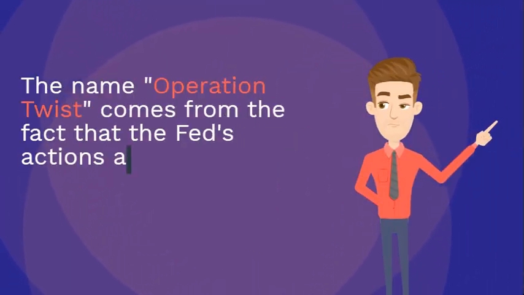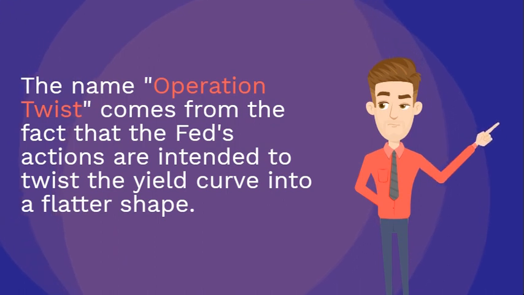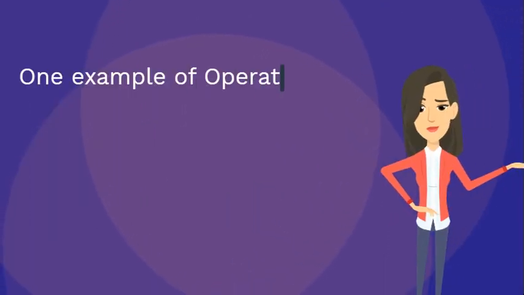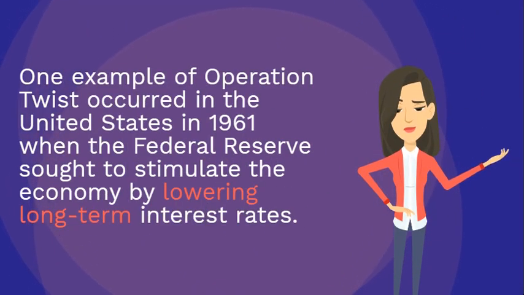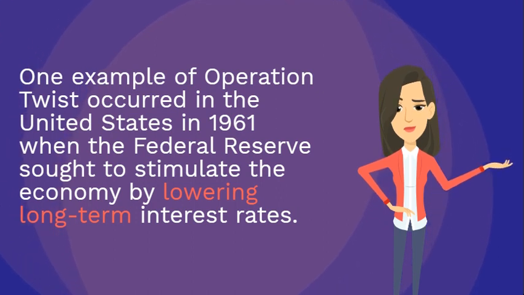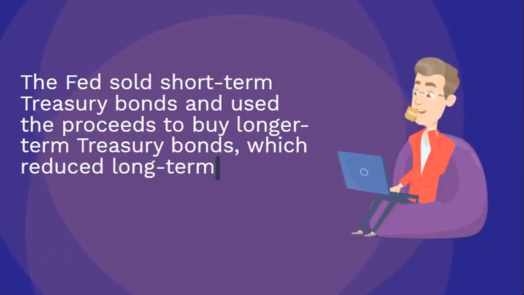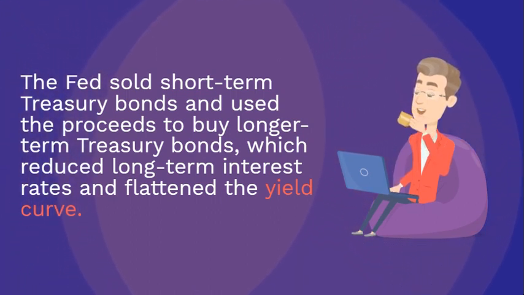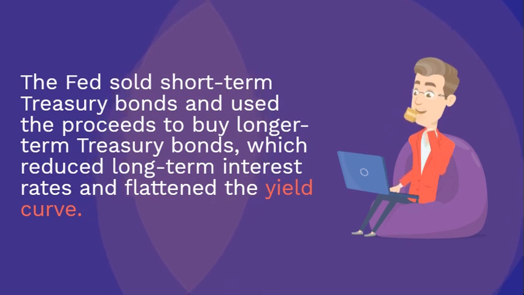The name Operation Twist comes from the fact that the Fed's actions are intended to twist the yield curve into a flatter shape. One example of Operation Twist occurred in the United States in 1961 when the Federal Reserve sought to stimulate the economy by lowering long-term interest rates. The Fed sold short-term treasury bonds and used the proceeds to buy longer-term treasury bonds, which reduced long-term interest rates and flattened the yield curve.